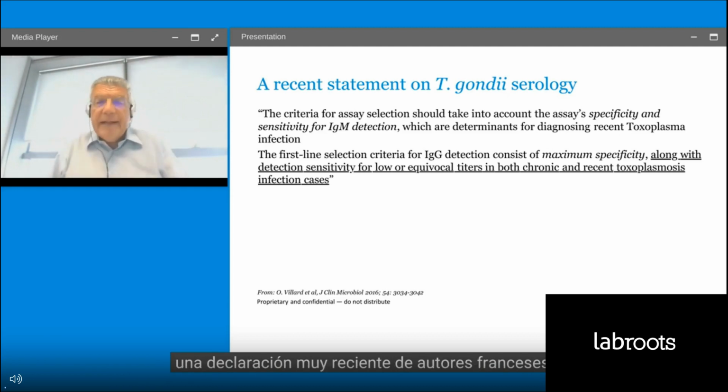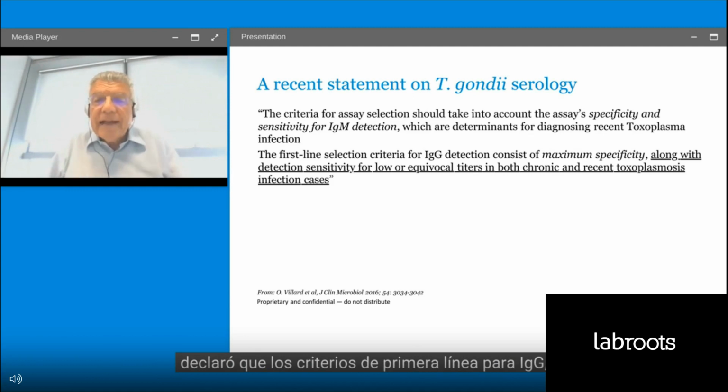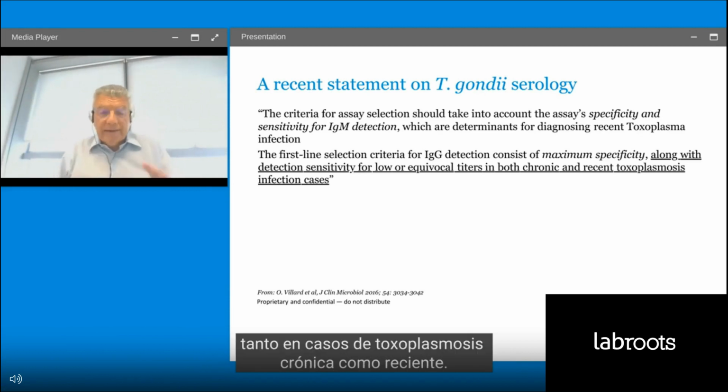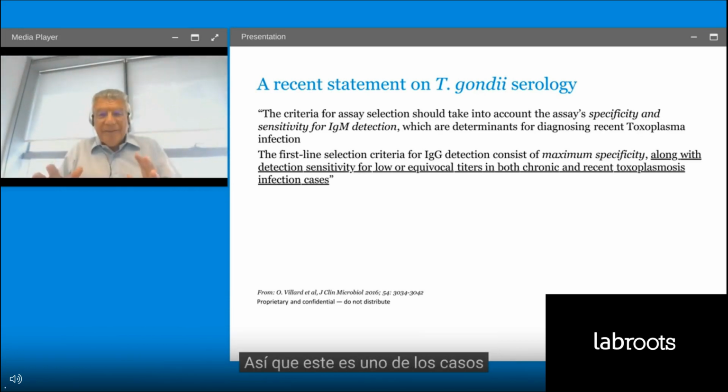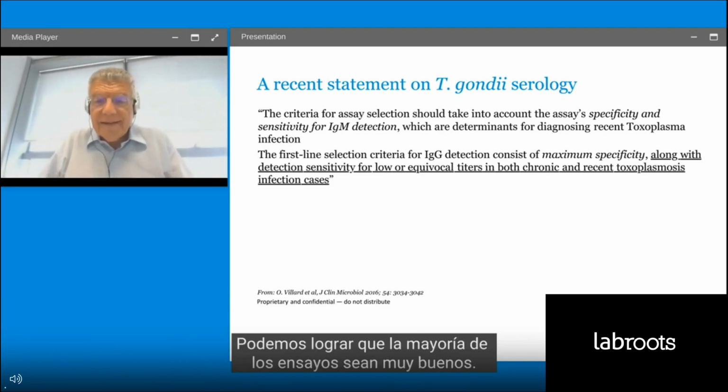A very recent statement from French authors, and France is very advanced in the screening and diagnosis for this infection, stated that the first line criteria for IgG should need a maximum specificity along with detection sensitivity for low or equivocal titers in both chronic and recent toxoplasmosis cases. So this is one of the cases in which we want to have everything. Good sensitivity, maximum specificity. We may achieve that. Most assays are very good.